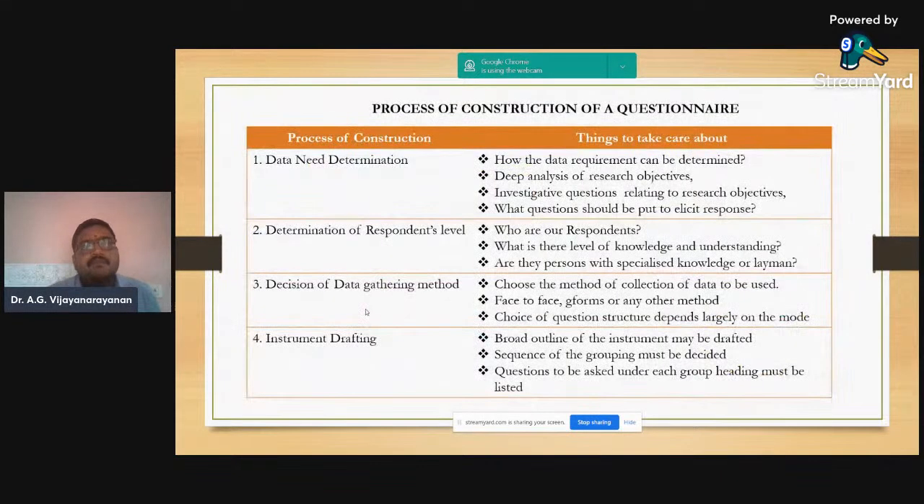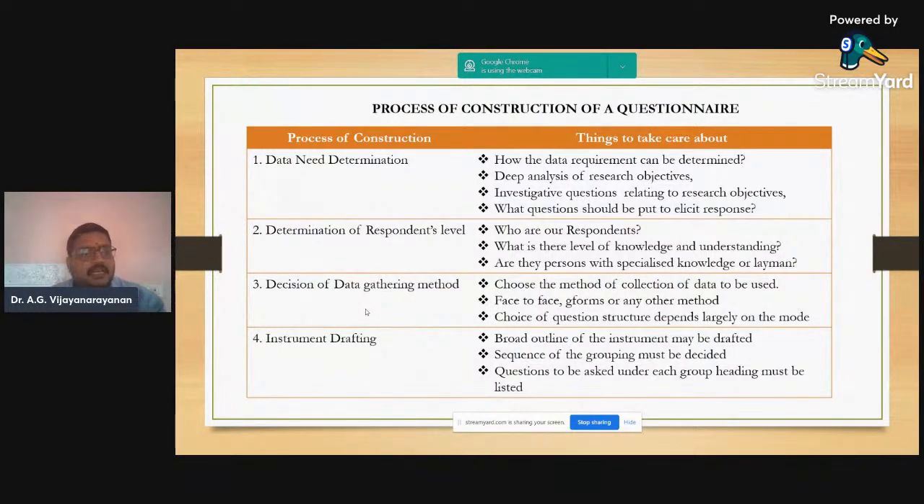So in preparing a questionnaire, there are a lot of dimensions or a lot of angles which we need to give due care. Number one, what is the data need determination? What is the data that I should collect? For that, you need to have a better understanding about your research topic.